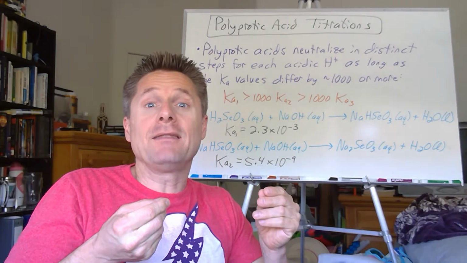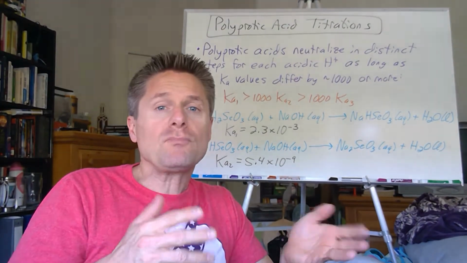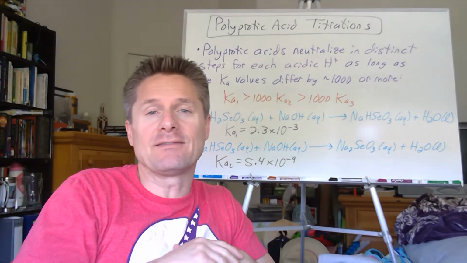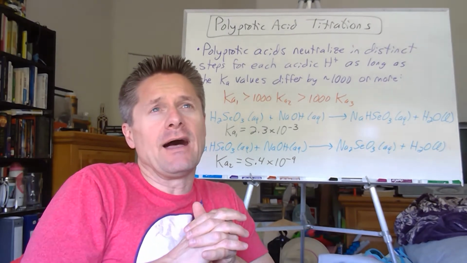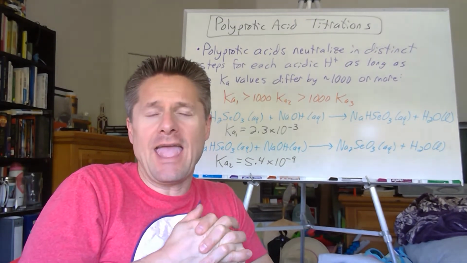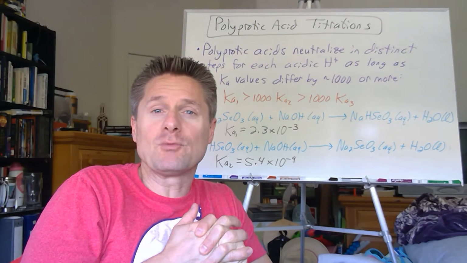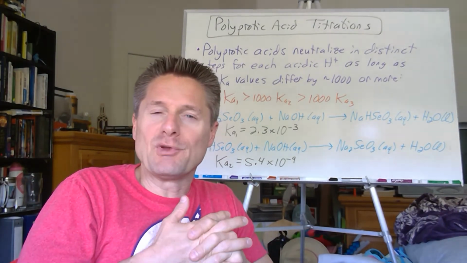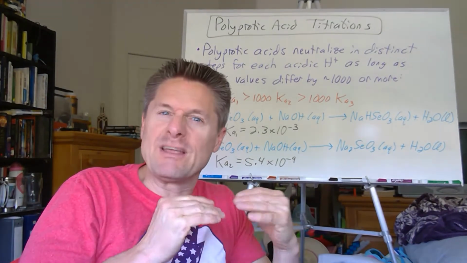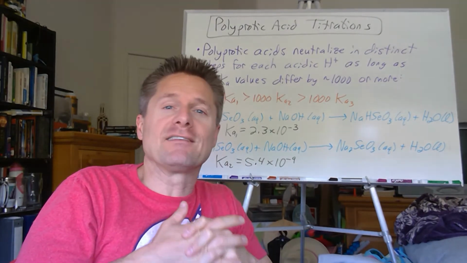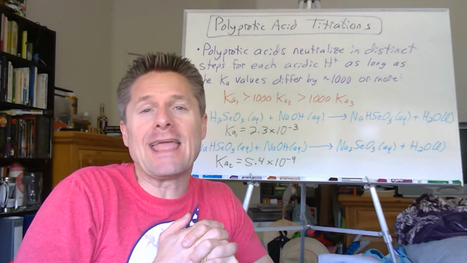We've looked at them before. When they're in water, they ionize in successive steps. And if the second Ka was really, really small compared to the first one, we could ignore the contribution of hydronium from the second step and treat them as pseudo-monoprotic acids and calculate pHs. That was all fine and dandy.